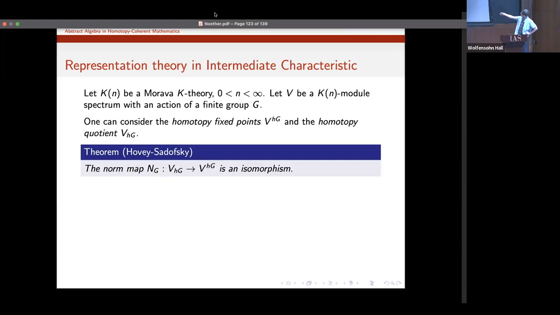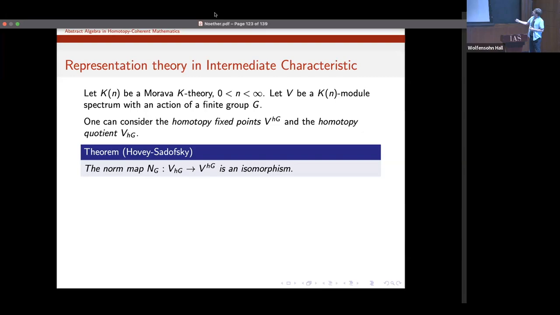So earlier, I noted that in characteristic zero, it's something that fell out of the proof of complete reducibility. And the essence of the proof in characteristic zero was you're allowed to divide by the order of the group G. Now, this theorem is non-trivial. This is not true because you're allowed to divide by the order of the group G. You're definitely not allowed to do that. This norm map is still an isomorphism.